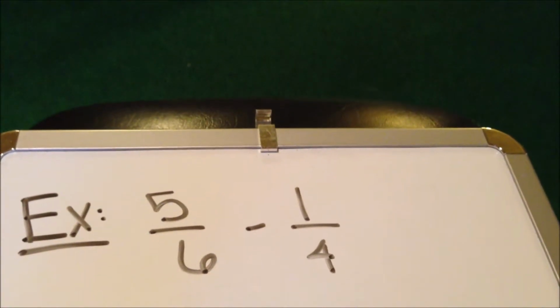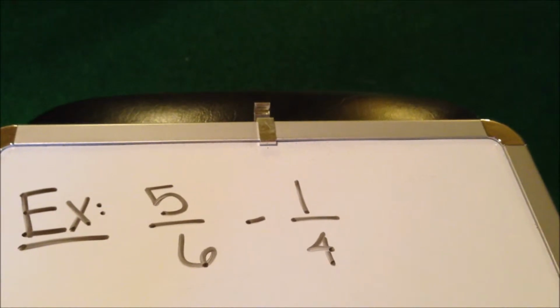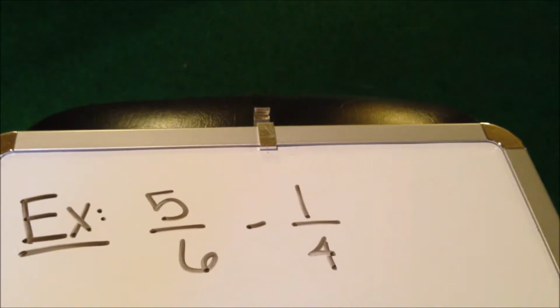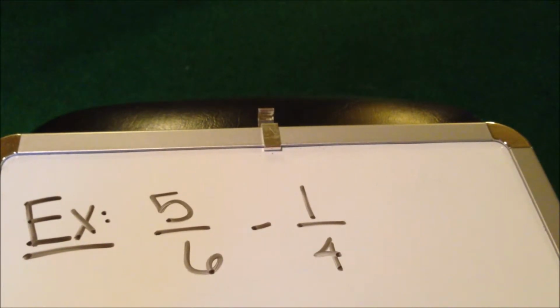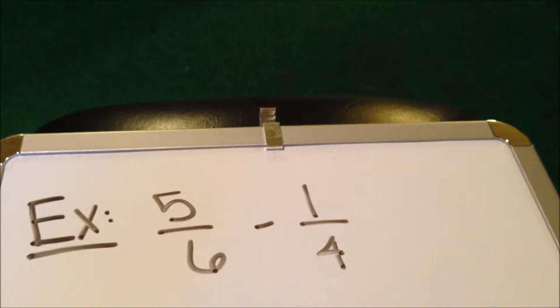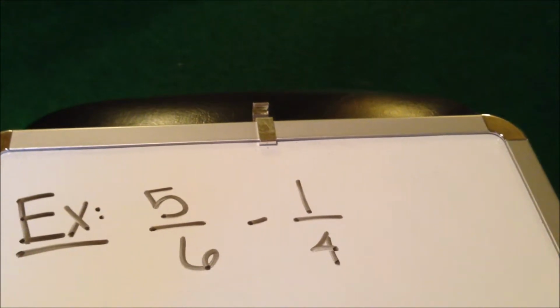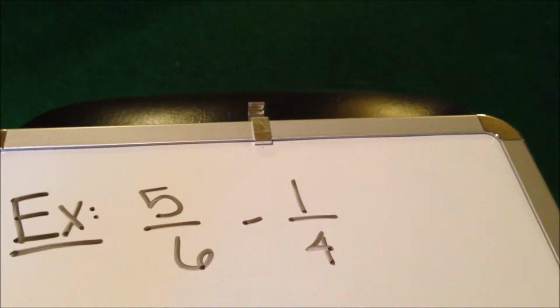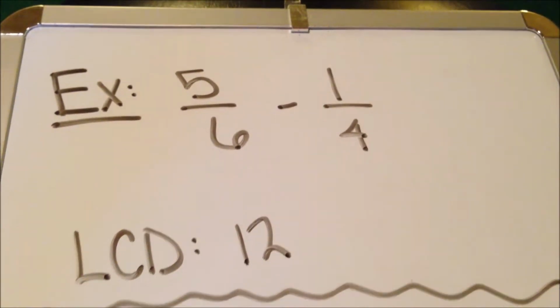Let's try an example involving fractions that have unlike or different denominators. For example, 5/6 minus 1/4. Let's start by finding the LCD between 6 and 4. Take the larger number, 6, do multiples of it, 6, 12, 18, so on. 12 is the least common denominator or least common multiple between 6 and 4. So that is our LCD.